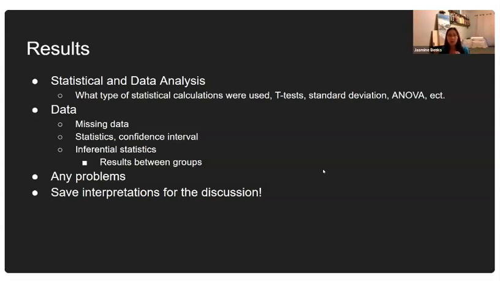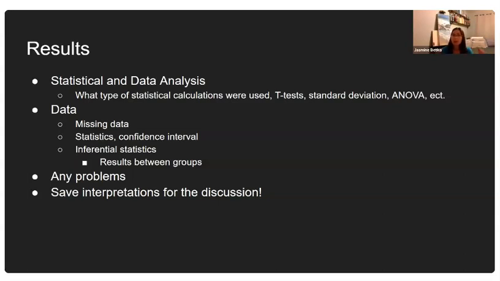You also want to include in your data if anything was missing. Did participants drop out in the study? Were you not able to collect information after a certain point? And within your statistics, what was the confidence interval? Why was that test the best? Inferential statistics also looks at the results between groups. So all of that kind of goes in that, as well as if there were any problems.